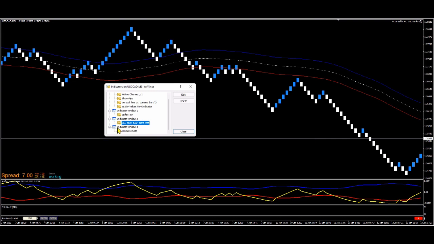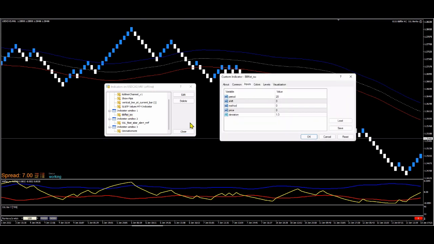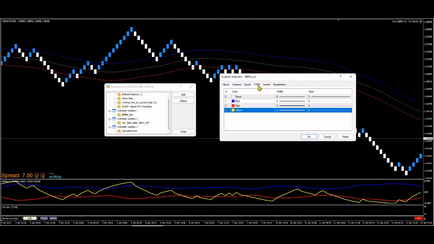Finally, let's take a look at our BB flat indicator. Okay, our inputs, I have it as a period of 20, shift 0, method 0, price 0, and I'm using a deviation of 1.3. So those are the parameters. Let's take a look at the colors now.